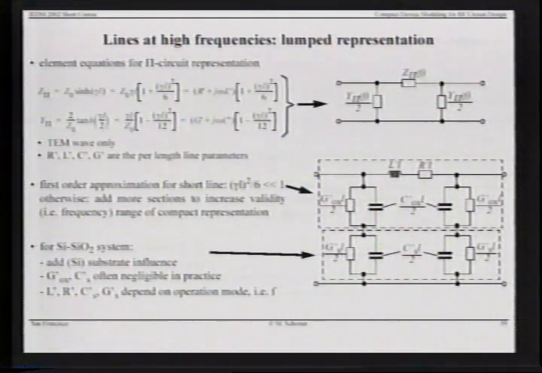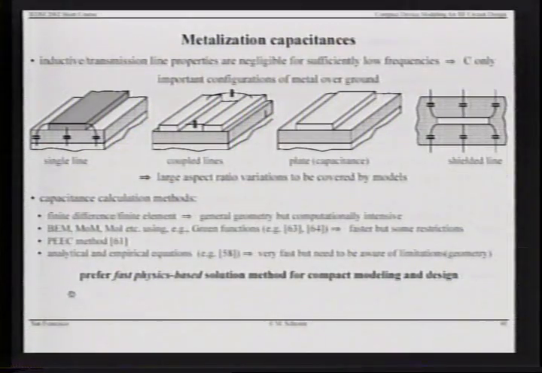This is a typical substrate network, as you can see here, with two elements, a conductance and a capacitance. And depending on the substrate resistivity, as I mentioned before, you can sometimes neglect one or the other element. Usually the resistor is always there unless you have SOI.